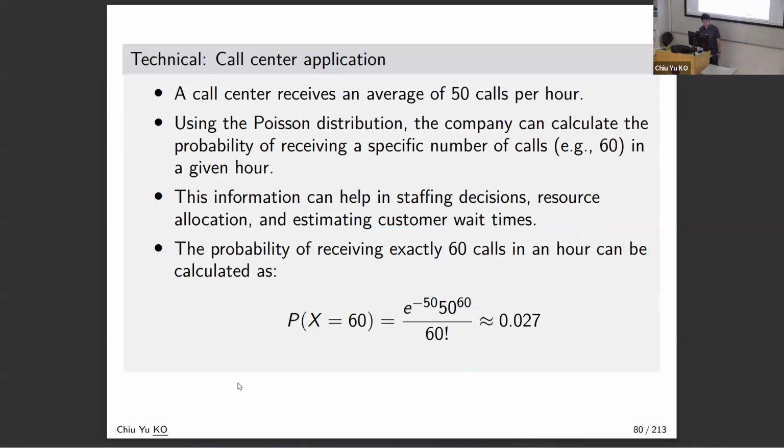Now for this example, I'm not going to repeat it because this is a very simple application. I will just go through this one quickly. It says a call center receives on average 50 calls per hour. That is the average, and if it's Poisson, that means lambda is 50, the mean. Then you ask what happens if you have 60 calls, there's a P of 60. Just plug in the number, then you're done.